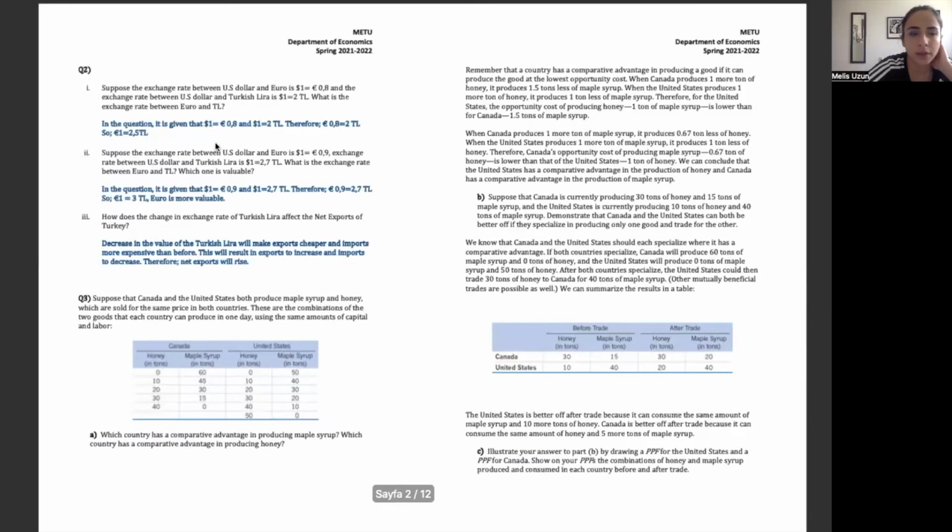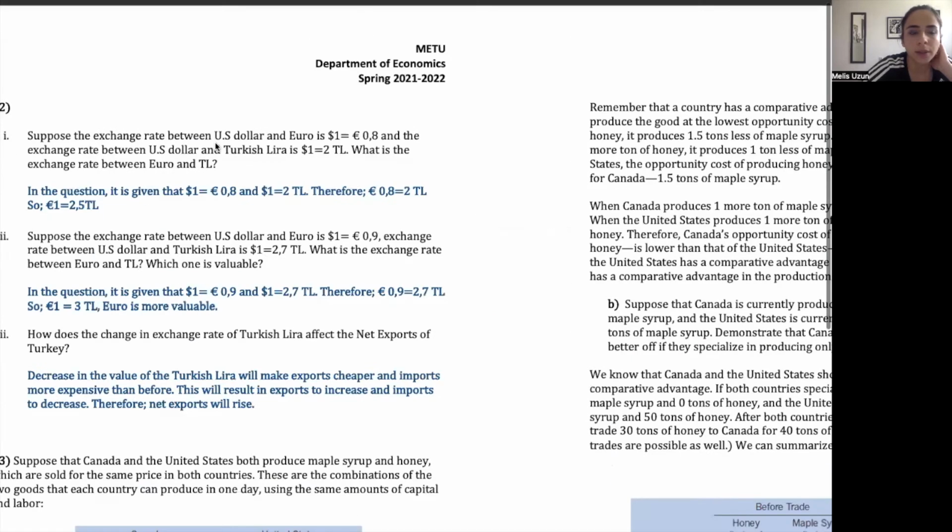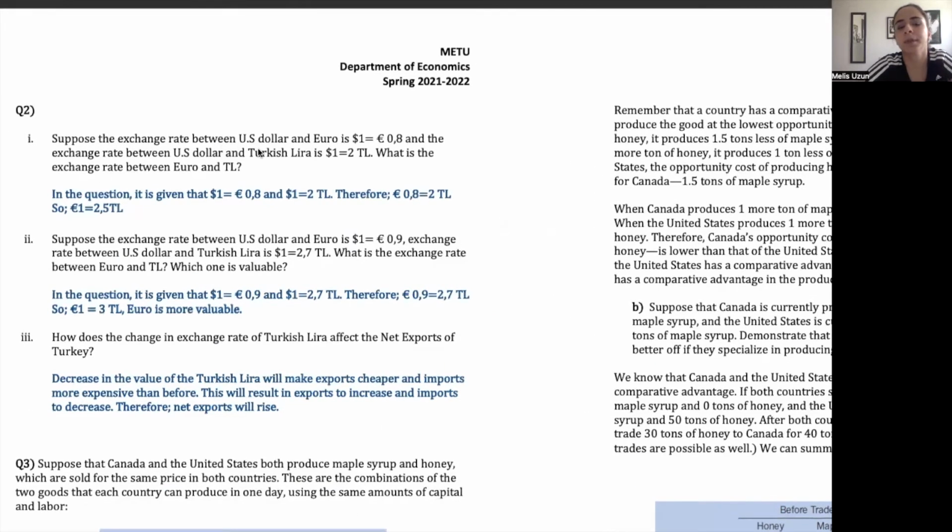Let's look at the second question. It says, suppose the exchange rate between US dollar and euro is $1 is equal to 0.8 euros, and the exchange rate between US dollar and Turkish lira is $1 is equal to 2 liras. What is the exchange rate between euro and Turkish lira? So it gives us the information that $1 is equal to 0.8 euros and $1 is 2 Turkish liras.